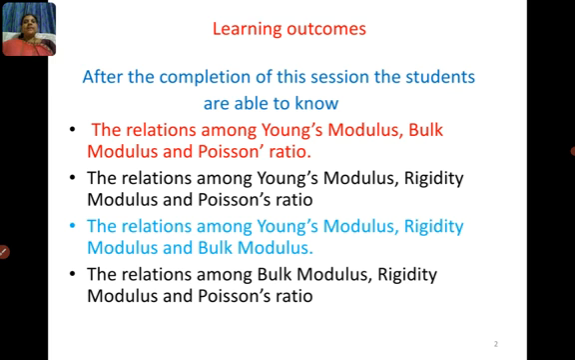After the completion of this session, you will be able to know the relation among Young's modulus, bulk modulus and Poisson's ratio; the relation among Young's modulus, rigidity modulus and Poisson's ratio; the relation among Young's modulus, rigidity modulus and bulk modulus; and the relation among bulk modulus, rigidity modulus and Poisson's ratio.